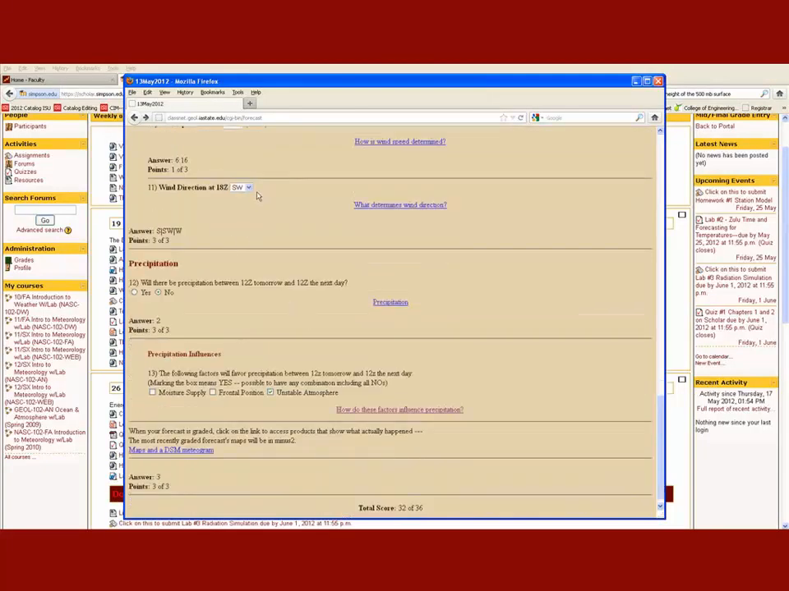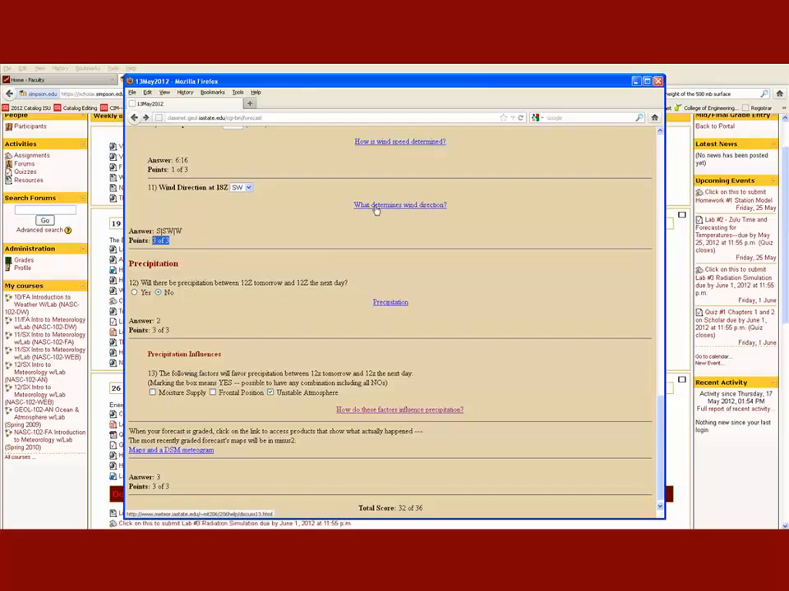Notice here, wind direction, I put southwest. The answer, interesting, it gives me south, southwest, or west. The middle one is the correct answer. The actual wind was southwest. But if I would have put south or west, it would have still been marked as correct. I got 3 out of 3 there.